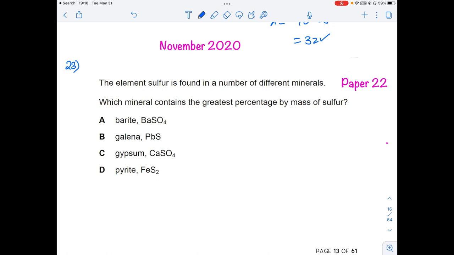So first of all, if I go for option A, it is sulfur upon barium sulfate. From the periodic table, I'm directly writing it out: 32 upon 137 plus 32 plus oxygen, which is 16 times 4. Simplify that, I'm directly writing again, so 13.7%.